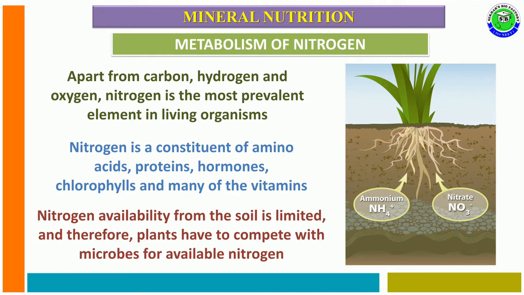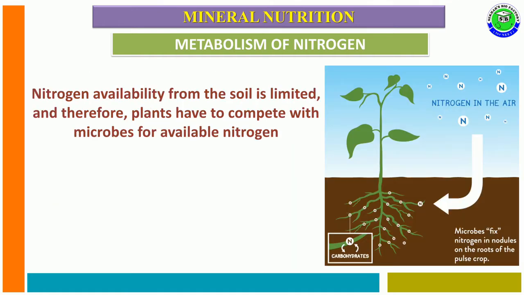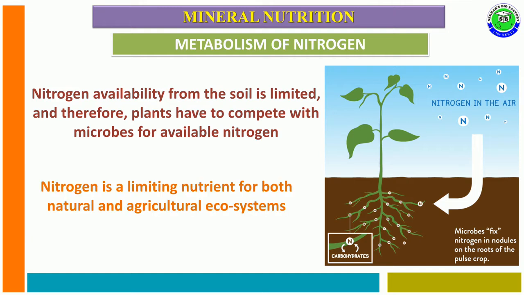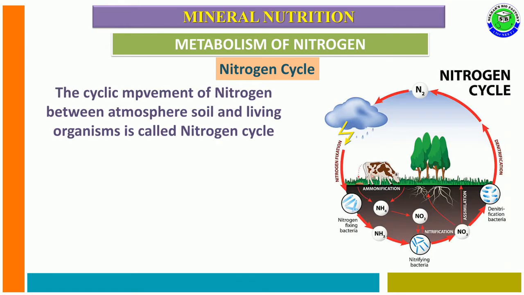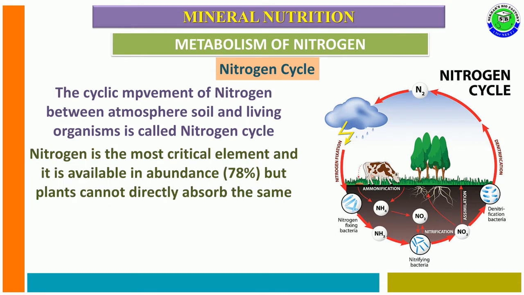The nitrogen availability from the soil is very limited. That's why plants have to compete with various microbes to increase the quantity of nitrogen in soil. And nitrogen is a limiting nutrient for both natural and agriculture ecosystems. To understand the importance of nitrogen, first we have to know the nitrogen cycle. The cyclic movement of nitrogen in between atmosphere, soil and living organisms is referred to as the nitrogen cycle.